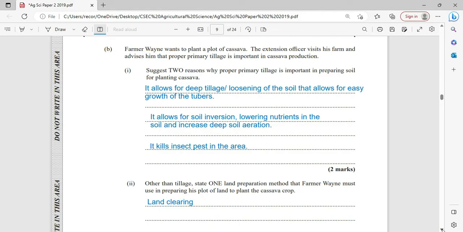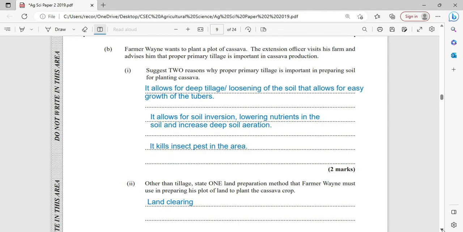Other than tillage, state one land preparation method that Farmer Wayne must use in preparing his plot of land to plant cassava. He must clear the land. So land clearing is very, very important.